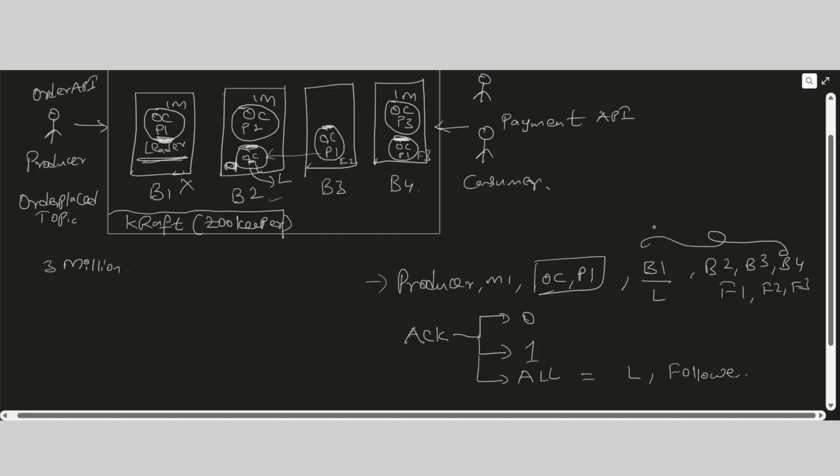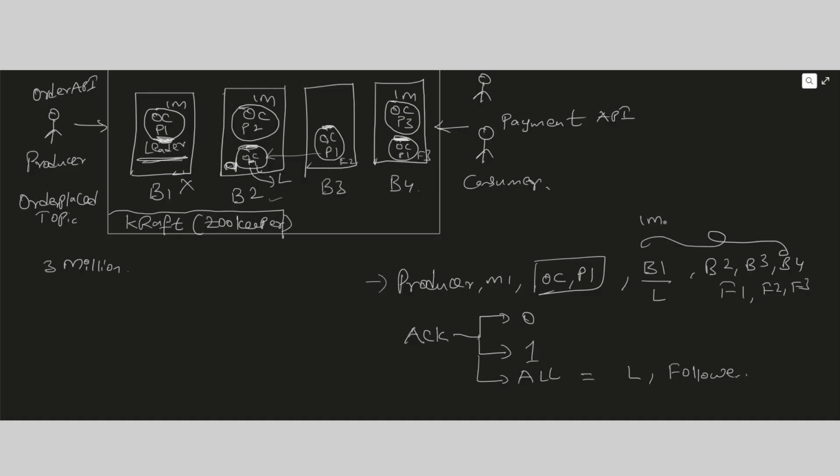So for example, if writing to the leader takes 1 millisecond, for every follower it will take one more millisecond. So in the end it will take 4 milliseconds to write into all servers. After 4 milliseconds he'll get a response saying that your message has been successfully committed into Kafka.